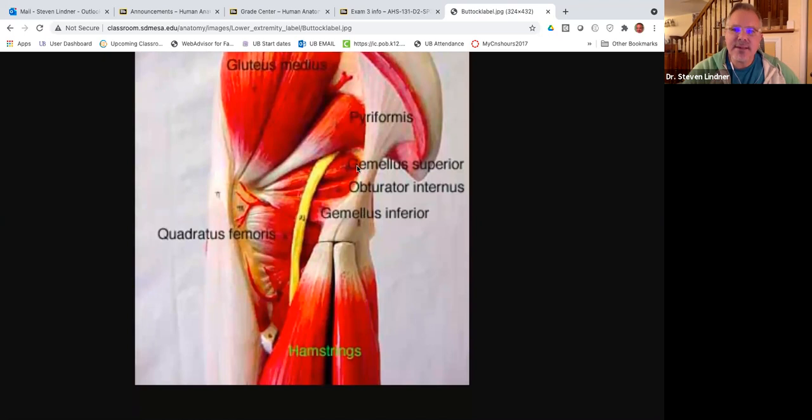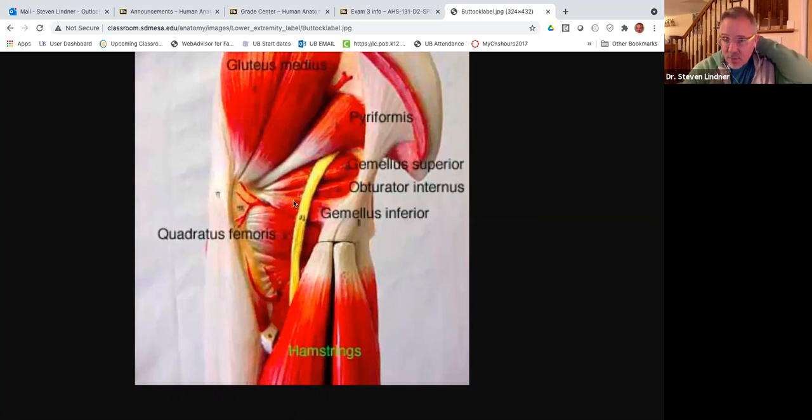Then we can see that there is a gemellus superior muscle, a gemellus inferior muscle, and between the gemellus superior and gemellus inferior is an obturator internus. And there's also an obturator externus. You just can't see it from this view. The most inferior lateral rotator is called a quadratus femoris. Quad because it has 4 sides. 1, 2, 3, 4. It looks like a rectangle.